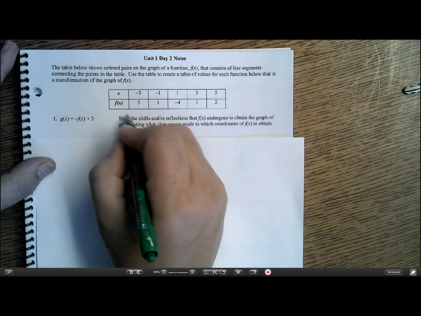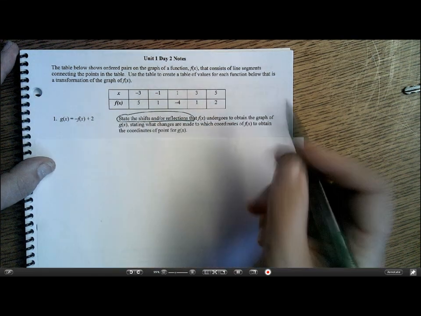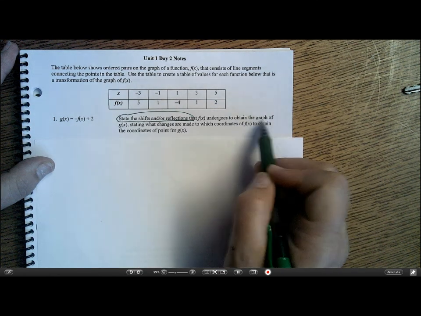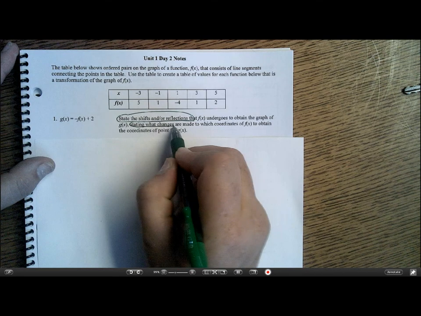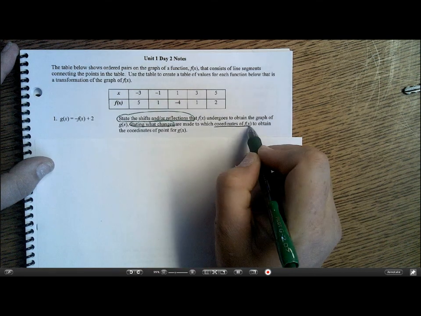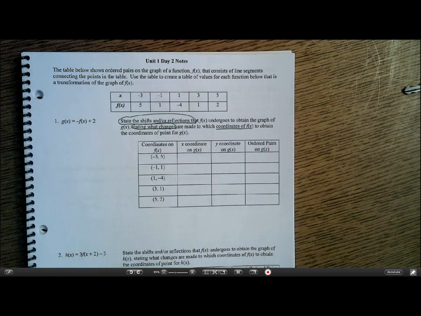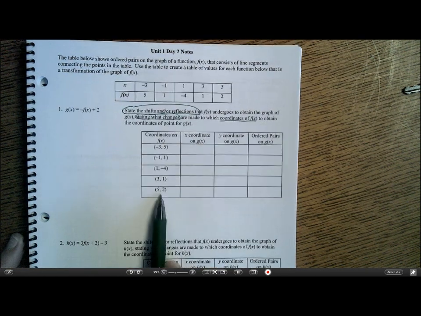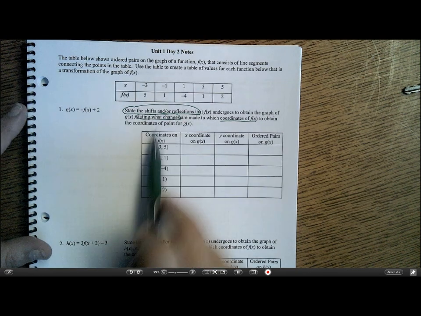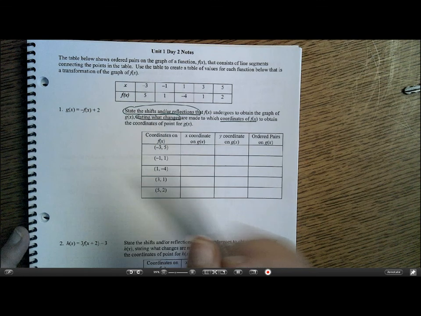So we're going to have to state the shifts and or reflections that are affecting f of x, and then we need to state the changes to the coordinates. All right, so let's take a look. You can see that this table is the coordinates right here. So all that we did was take the table and put them in ordered pairs. Now we need to identify the shifts and reflections.